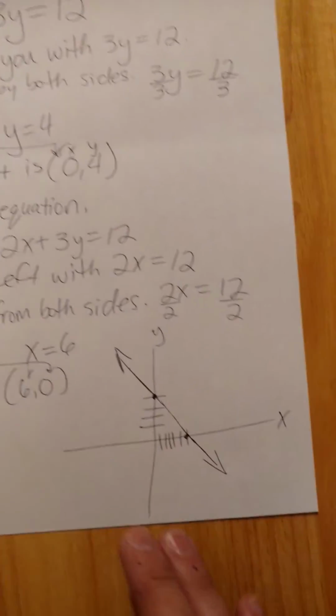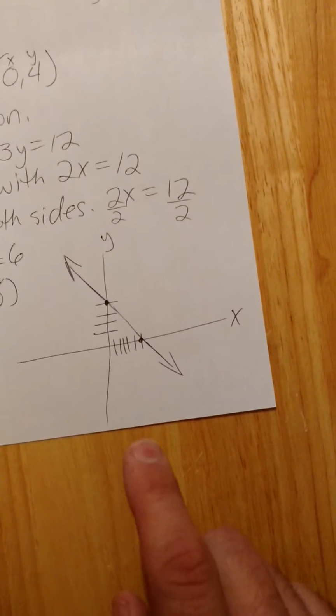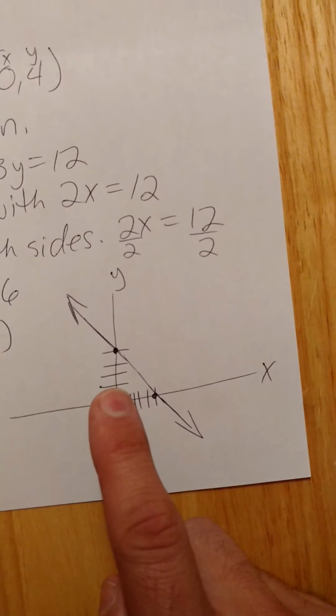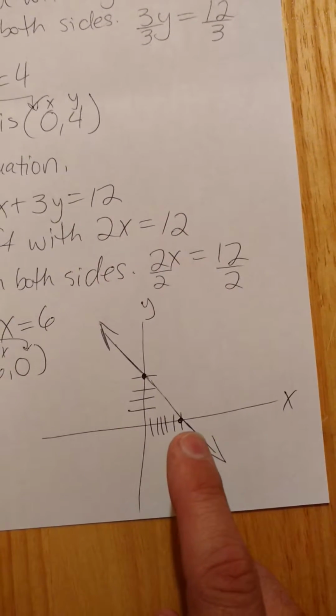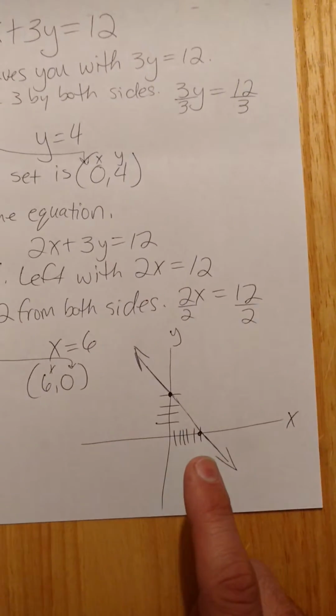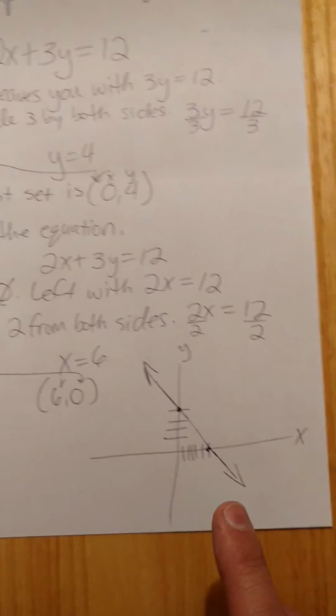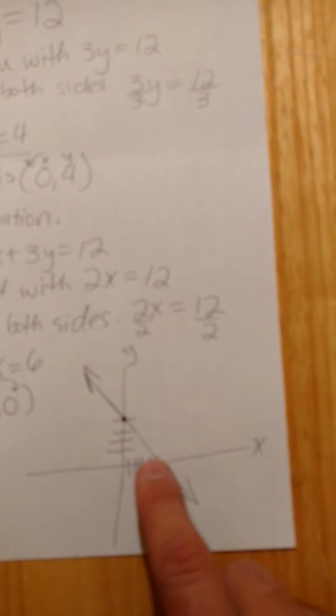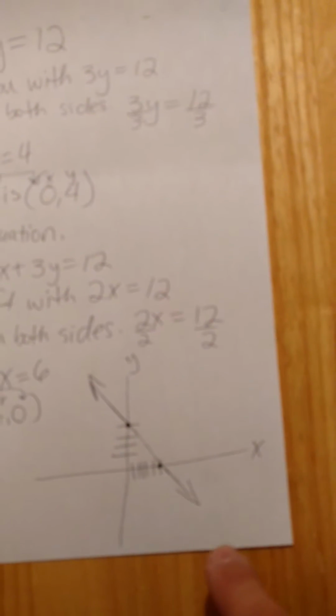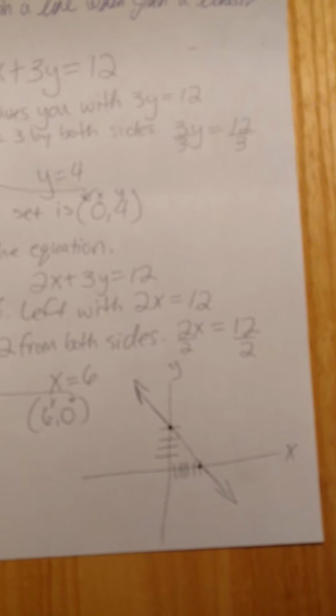And then you graph it by going up 4 on the y-axis, and then across 6 on the x-axis. And then you just put a dot at each location, and then a line, and this one is going to be negative.